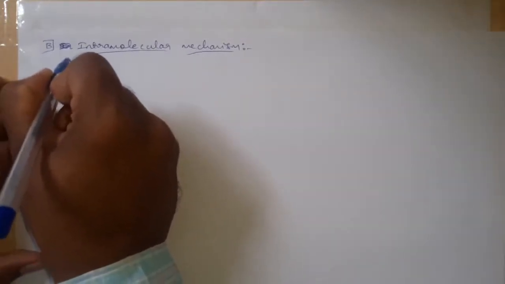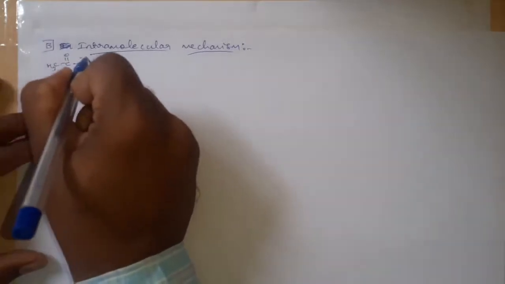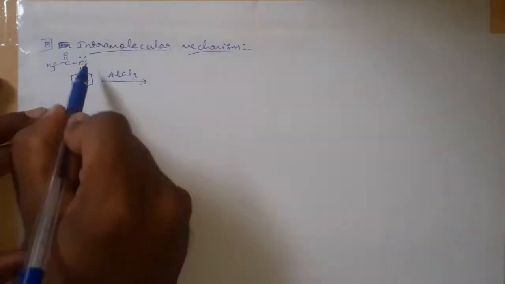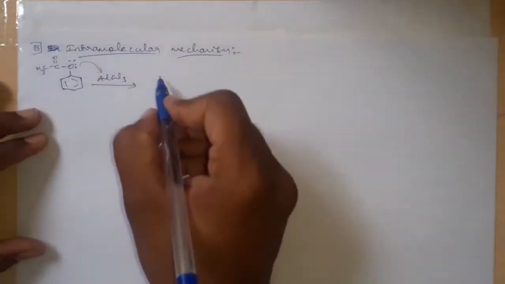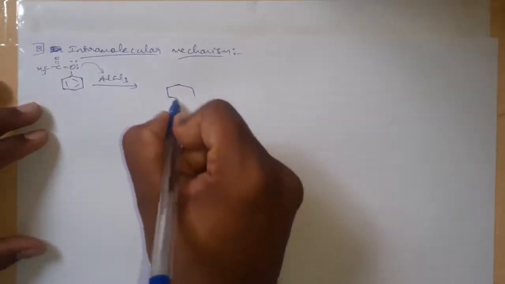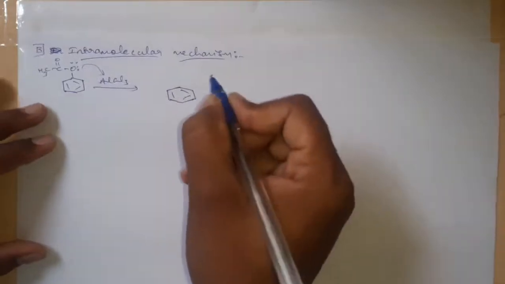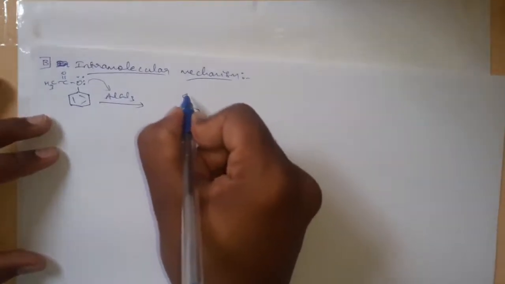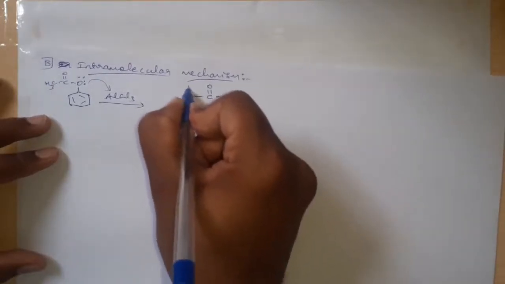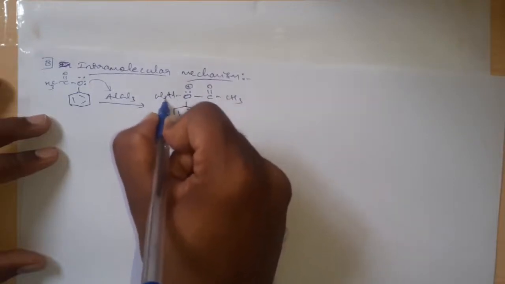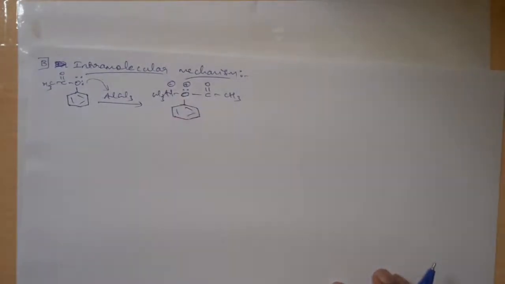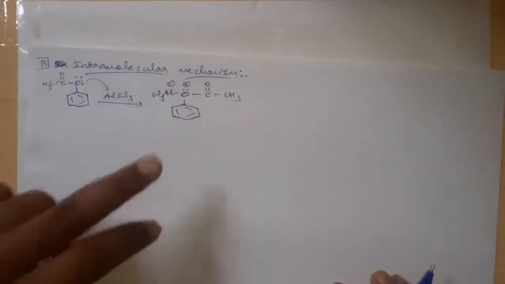Here also our starting material is O C double bond O CH3 with AlCl3, and this oxygen will donate a pair of electrons to the electron deficient aluminium of aluminium trichloride, and it forms a new bond, O, C double bond O, CH3 plus, and this AlCl3 will get a negative charge. Then this oxygen will get a positive charge because it is having three bonds. The maximum bonding capacity for oxygen is only 2.